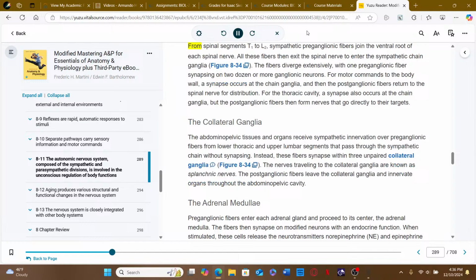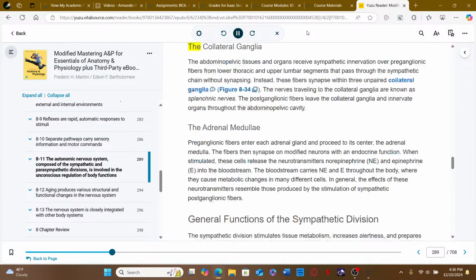The sympathetic chain. From spinal segments T1 to L2, sympathetic preganglionic fibers join the ventral root of each spinal nerve. All these fibers then exit the spinal nerve to enter the sympathetic chain ganglia. The fibers diverge extensively, with one preganglionic fiber synapsing on two dozen or more ganglionic neurons. For motor commands to the body wall, a synapse occurs at the chain ganglia, and then the postganglionic fibers return to the spinal nerve for distribution. For the thoracic cavity, a synapse also occurs at the chain ganglia, but the postganglionic fibers then form nerves that go directly to their targets.